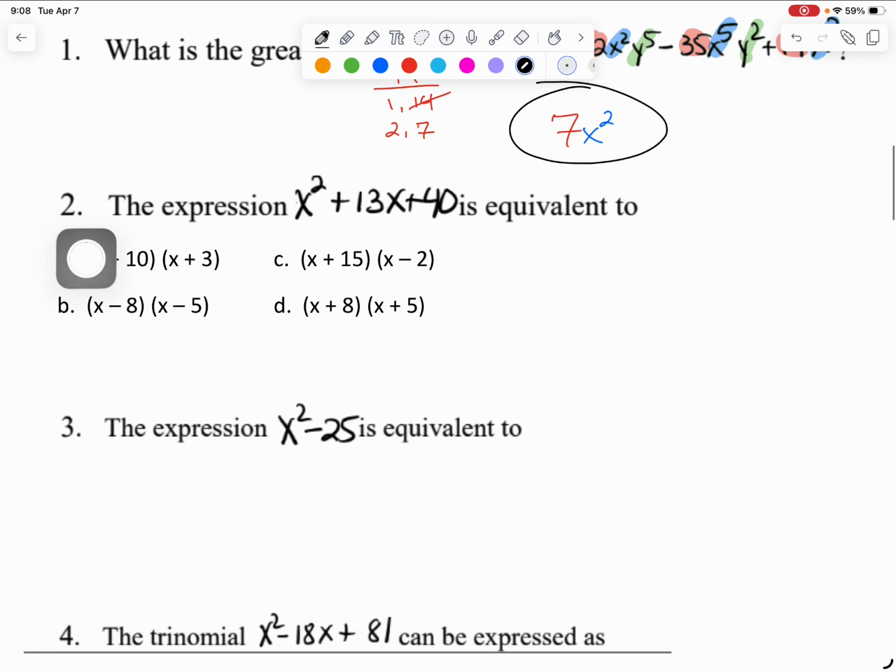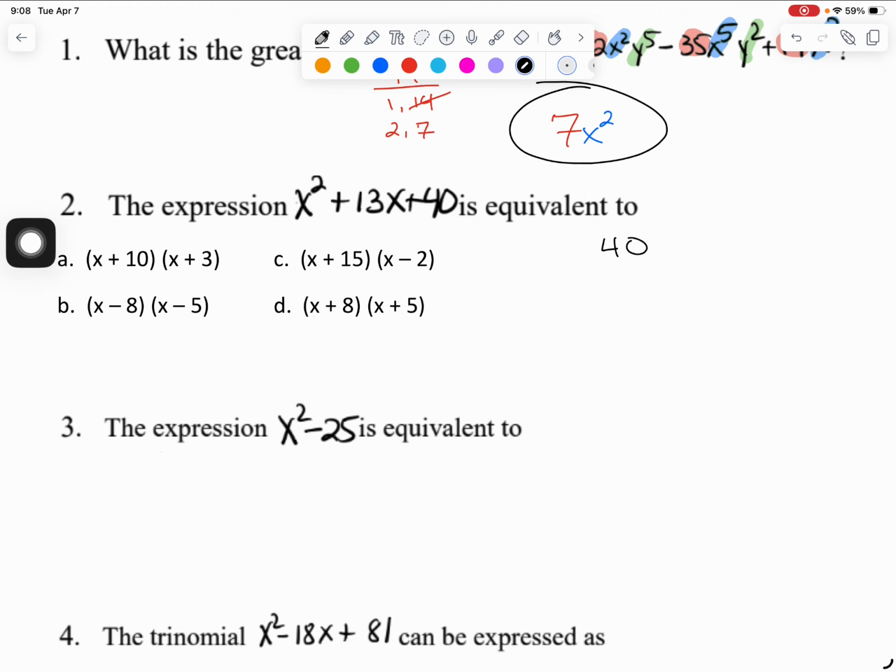Move on to number 2. The expression x squared plus 13x plus 40 is equivalent to... Guys, I really thought that giving you multiple choice here would benefit you on a multiple choice exam. Use the answers as pure strengths, because we know that we're looking for a times c, which is 40. We need the factors of 40.